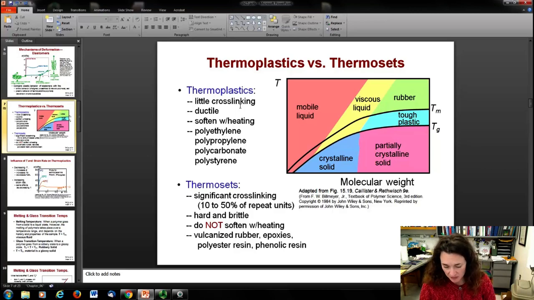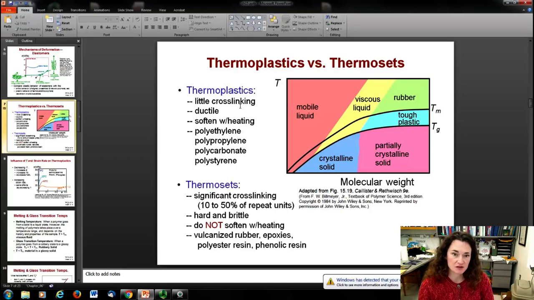However, thermoset polymers are network polymers with extensive cross-linking, like 10 to 50% cross-linked, and they don't soften when they're heated. Heating to excessive temperatures will break those cross-links, but this basically destroys the polymer. And so they're not easy to recycle.